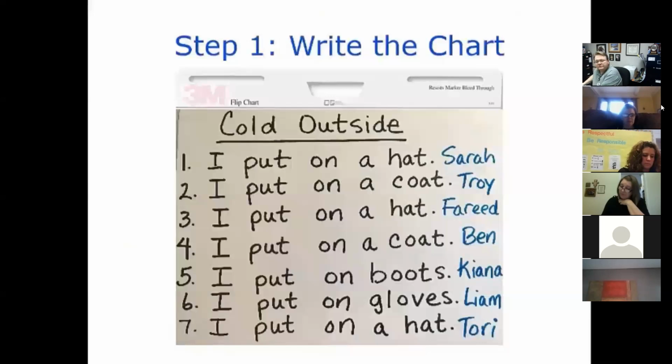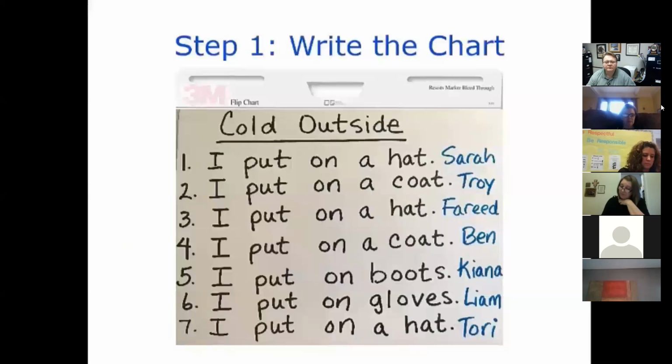In writing the chart, the teacher says each word, models it on the Universal Core board, and writes it. At the end of the stem, one student makes a choice to complete the sentence. Finally, the teacher writes the student's name at the end of the sentence. This completed chart reads, I put on a hat. I put on a coat.